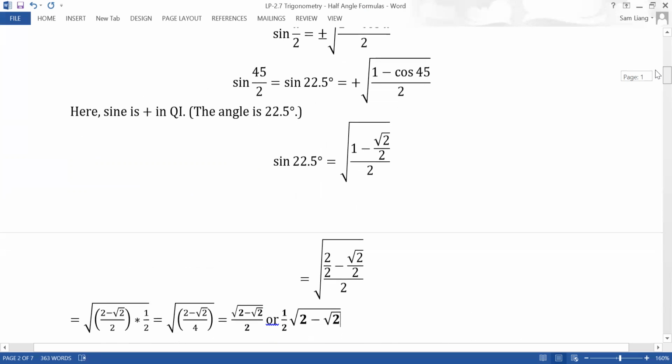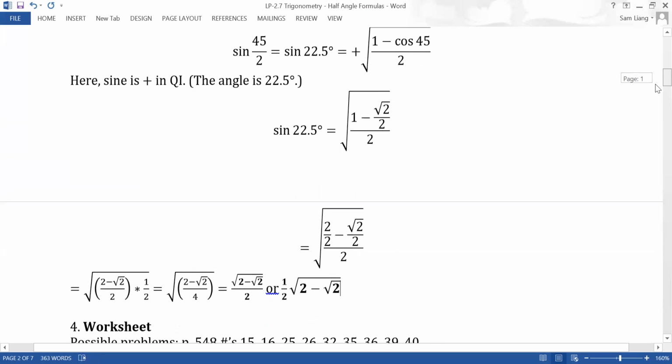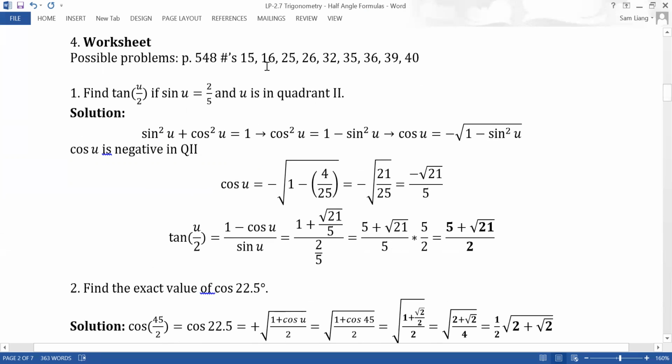All right. With that said, let me get to the rest of the lesson, which I believe is just the worksheet. You can ignore that, just my personal note for myself. But question number 1 on the worksheet is find tan of u over 2 if sine u equals 2 over 5 and u is in quadrant 2.